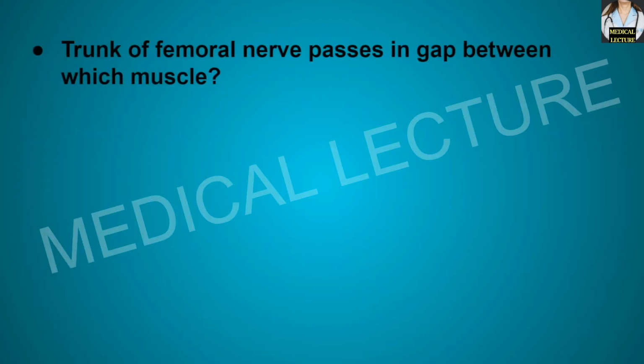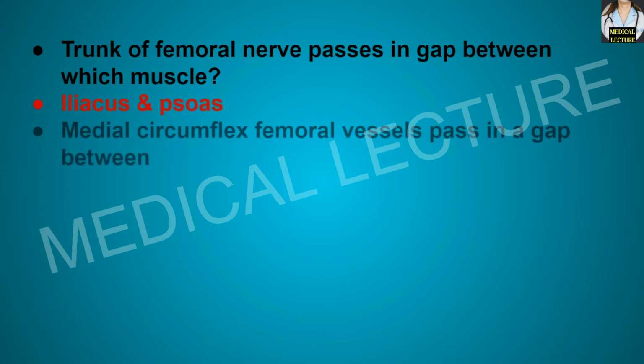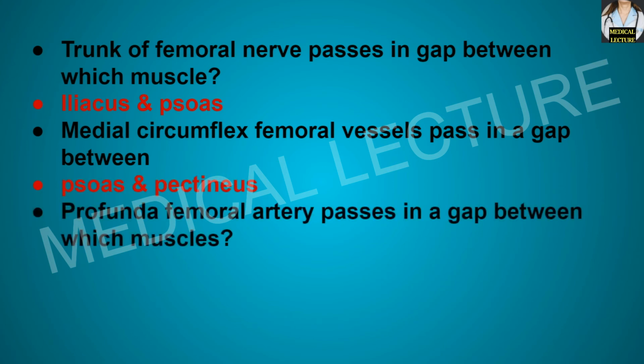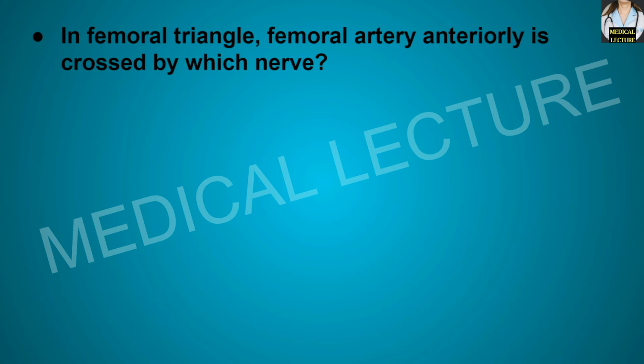The trunk of the femoral nerve passes in the gap between which muscles? Iliacus and the psoas muscle. Medial circumflex femoral vessels pass in a gap between the psoas and the pectineus muscle. Profunda femoris artery passes in a gap between which muscles? Pectineus and the adductor longus muscle. In the femoral triangle, the femoral artery anteriorly is crossed by which nerve?